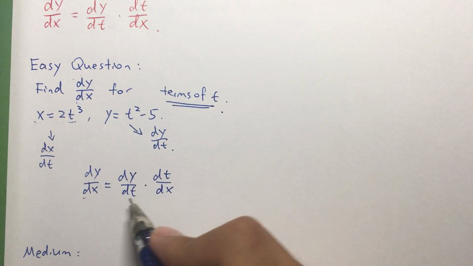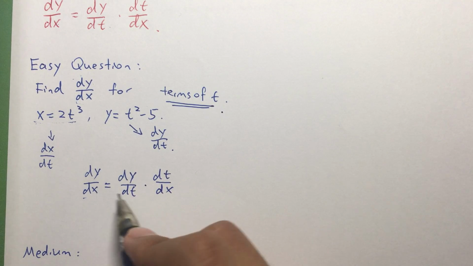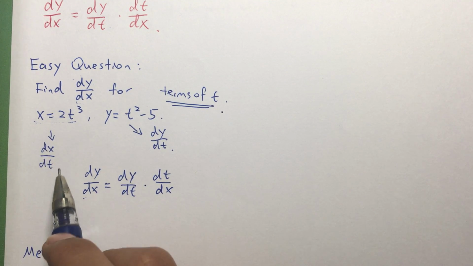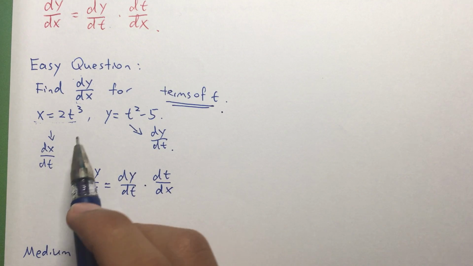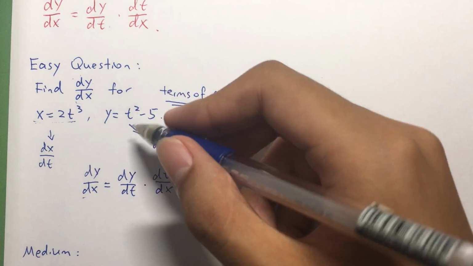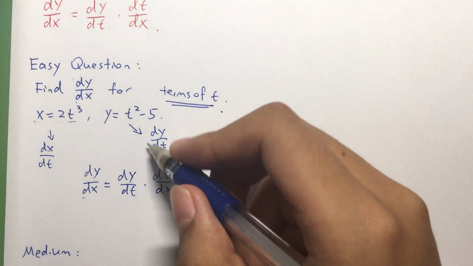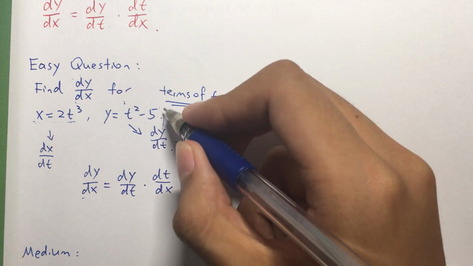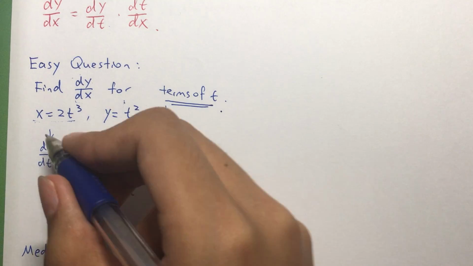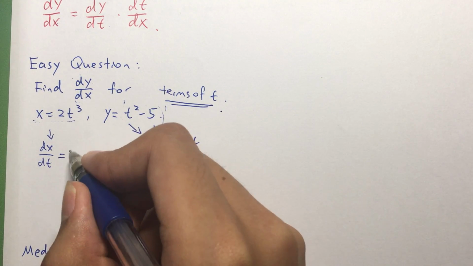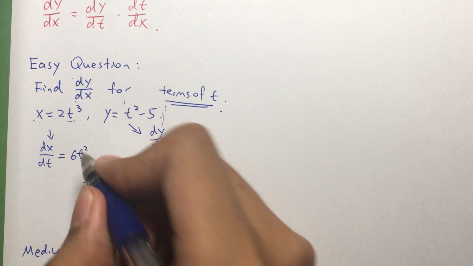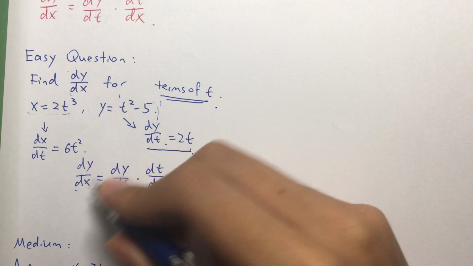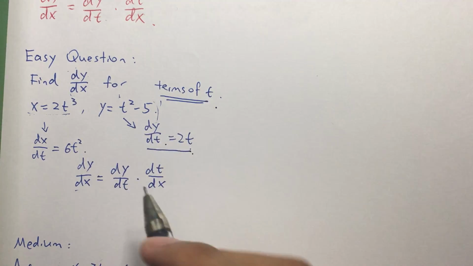Because here we will only get dx over dt, it doesn't matter, we can just flip it. So let's do it. dy over dt is just the differentiation of this, so it is equal to 2t. And here dx over dt is equal to 6t squared. So now we have dy over dt equals 2t and dx over dt equals 6t squared.